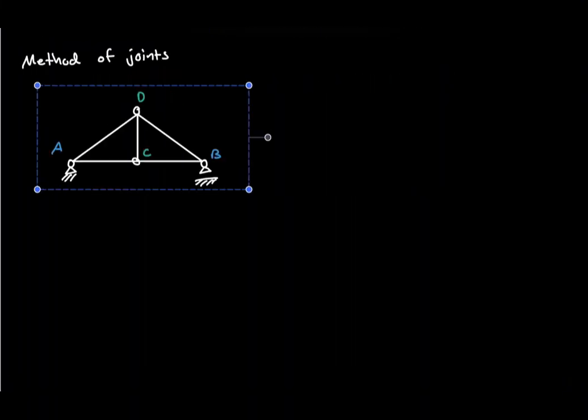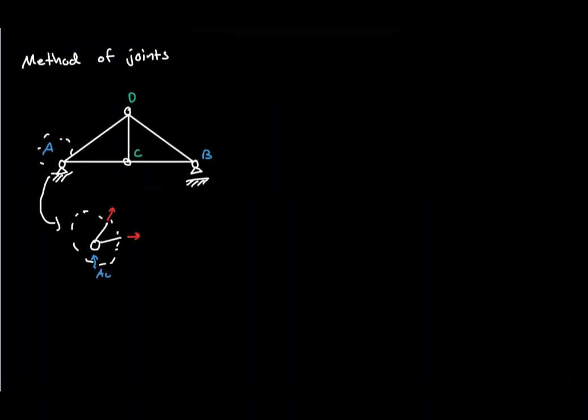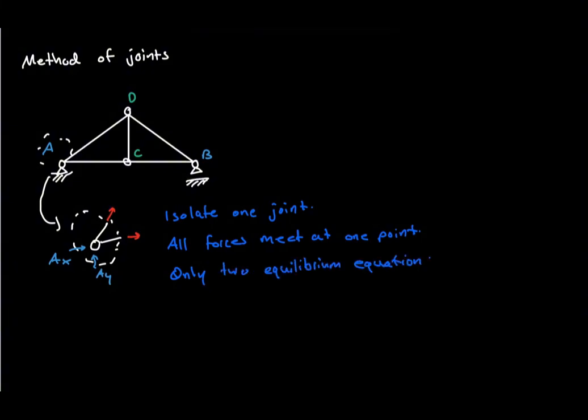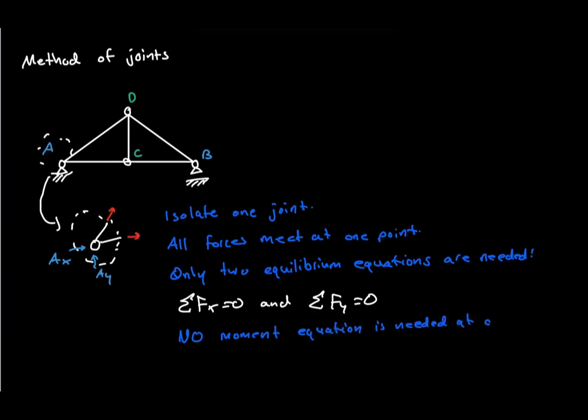To determine the member forces, we'll use the method of joints. Instead of analyzing the entire truss at once, we isolate a single joint. Because all forces meet at one point, we only need two equilibrium equations, horizontal equilibrium and vertical equilibrium. We never need a moment equation when analyzing an individual joint.